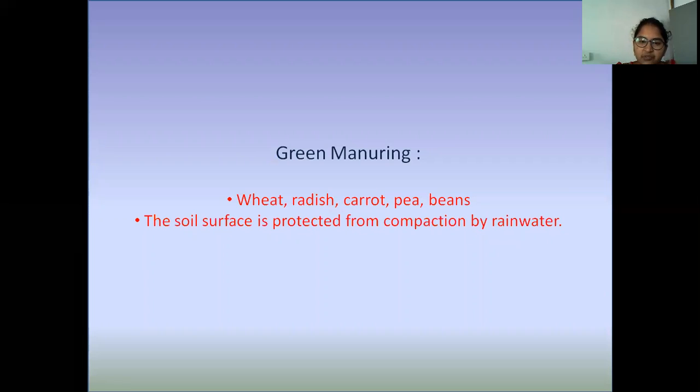Coming to the next one, green manuring. Here we grow manure crops. What are the different green manuring crops? Examples are wheat, radish, carrot, and beans, etc. These are examples of growing green manure crops to cover the bare land or soil.